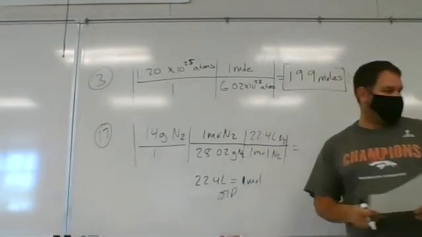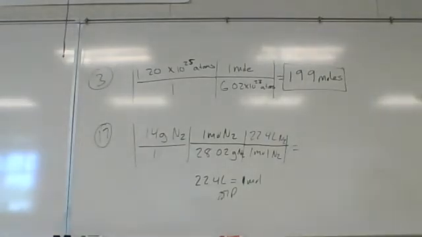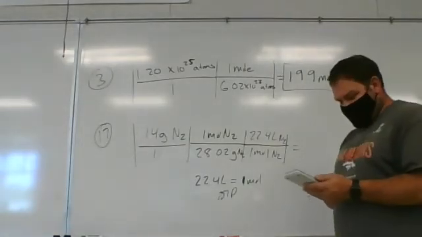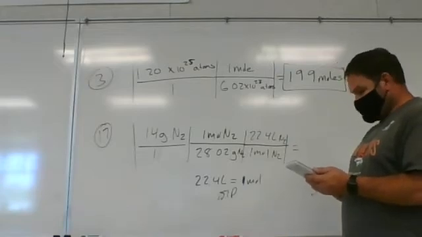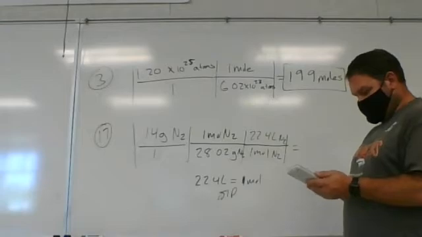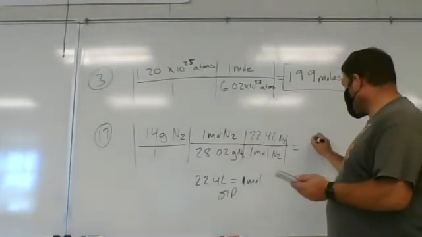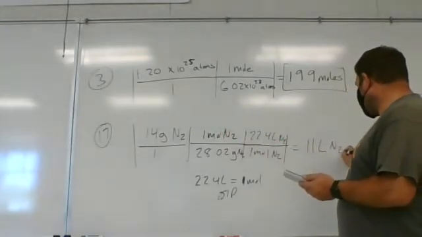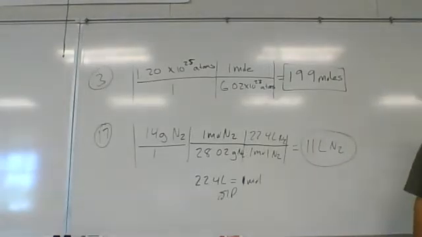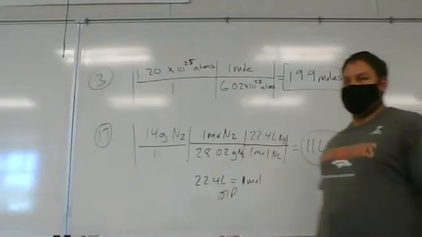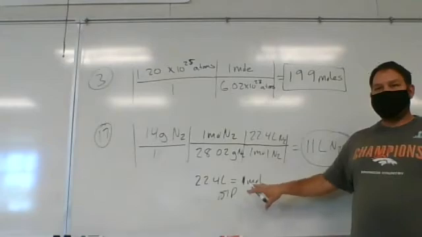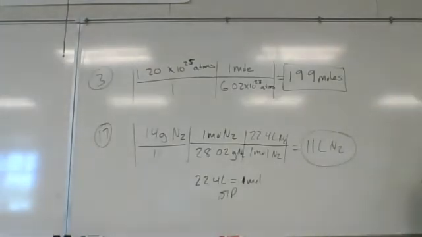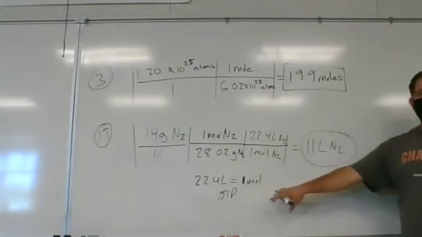Good. We just want to make sure that we're good with this. So 14 divided by 28.02 times 22.4 leaves us with an answer of 11 liters of nitrogen. Yes, we'll get to 7. Is everyone good with this? Understanding how to use STP volumes.